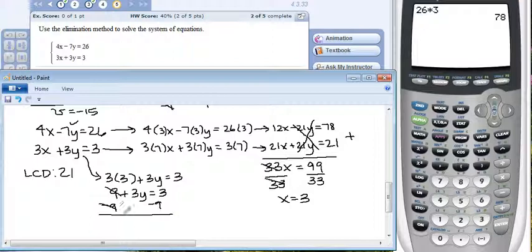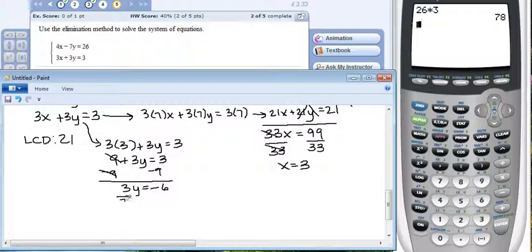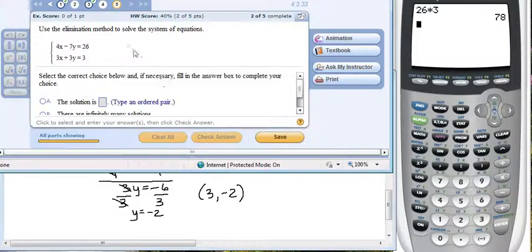This is gone. So I've got 3y is equal to 3 minus 9, which is minus 6. Divide through by 3. These cancel. So y is negative 2. Ordered pair: 3, negative 2. Now I could check them manually by putting them in here, right? Or I can be lazy and let the computer check them. Lazy, lazy.